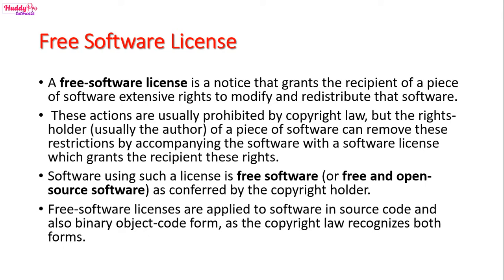So we talked about the source code. That's the program that has been written by the programmer, and the object code form, that's the executable format in zeros and ones, the format of the software that the computer will execute. In most cases, that's the end product. So both of these, the source code and the binary code form, these free software licenses shall apply, and the copyright law recognizes both forms.